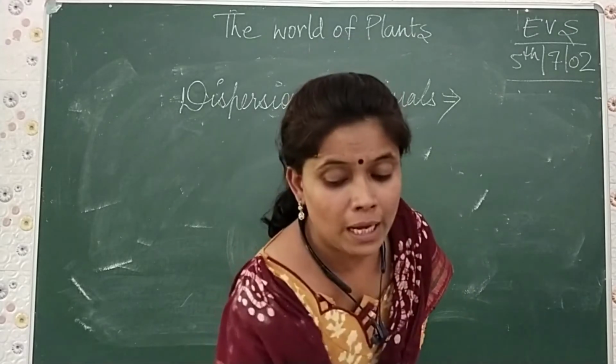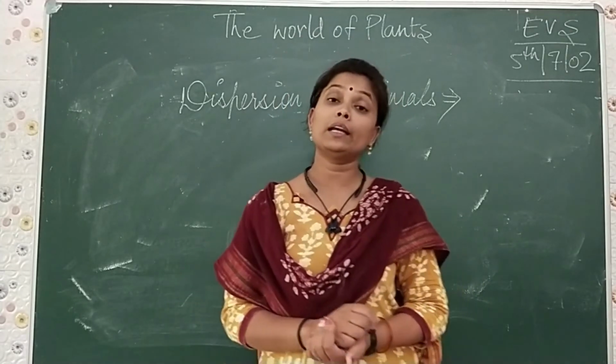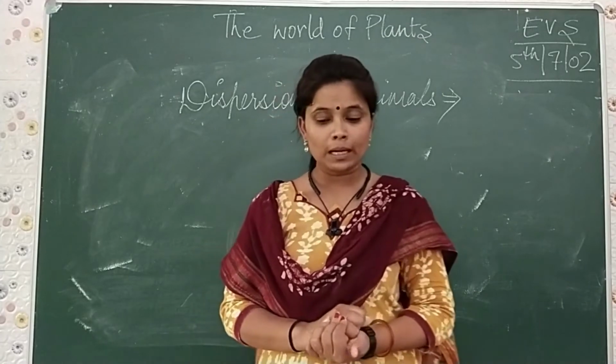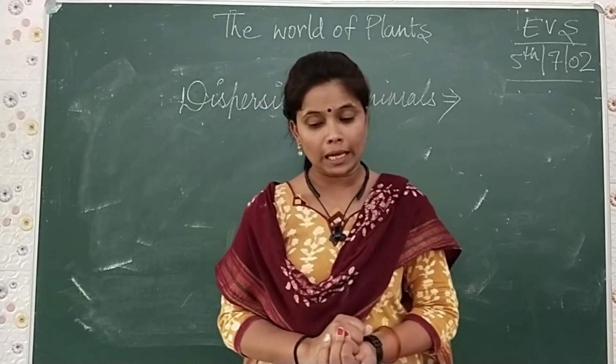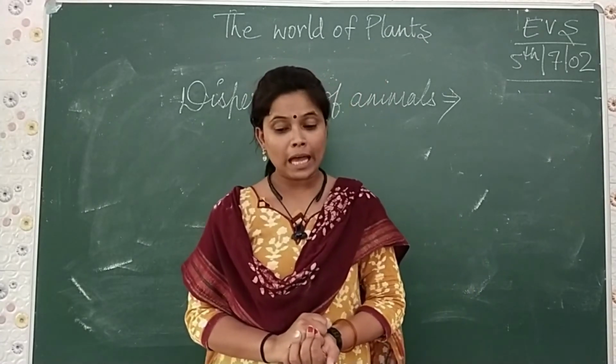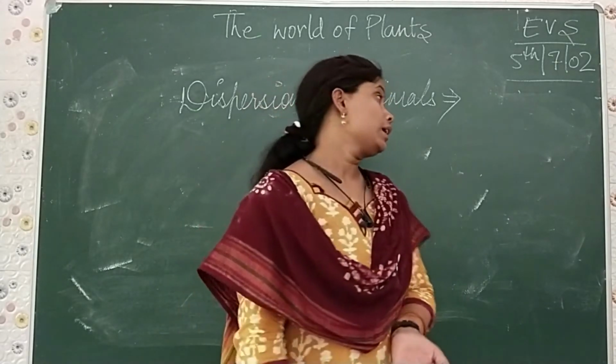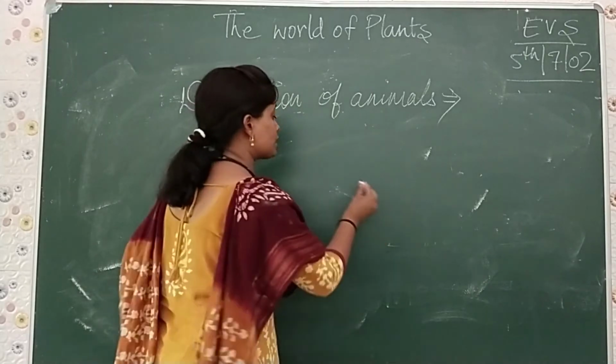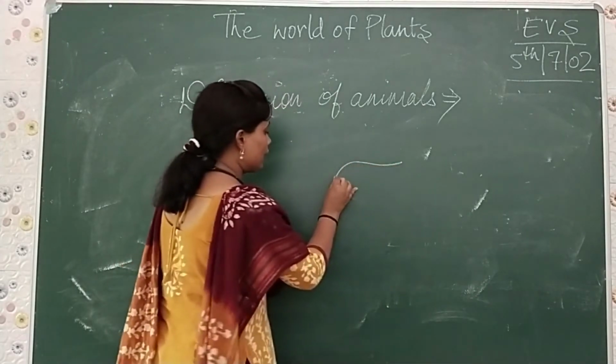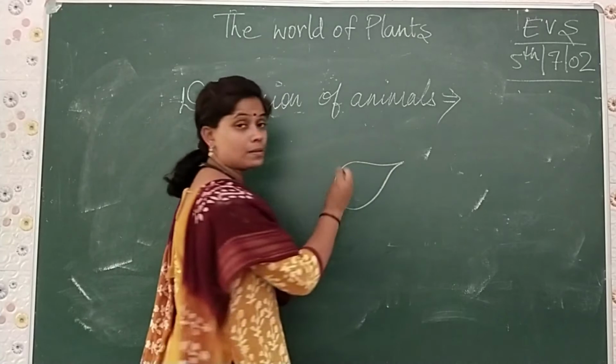Next, some plants grow from their leaves. For example, like begonia and bryophyllum. They have buds on the edges. These plants are called asexual plants. There are the leaves. Now what happens?